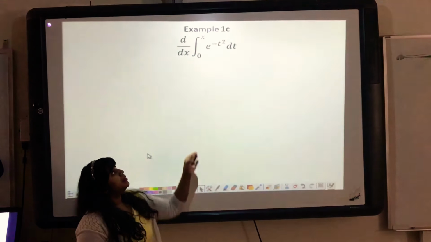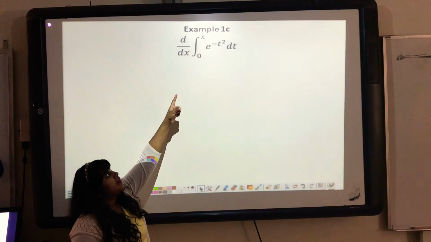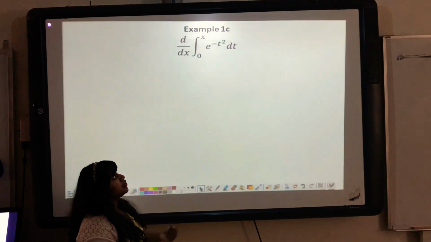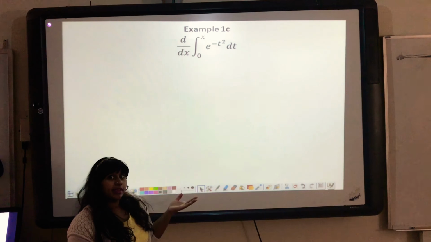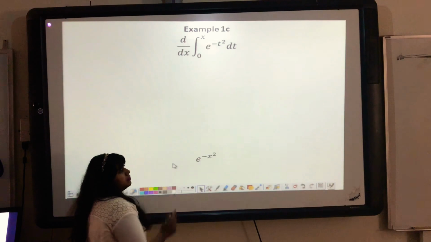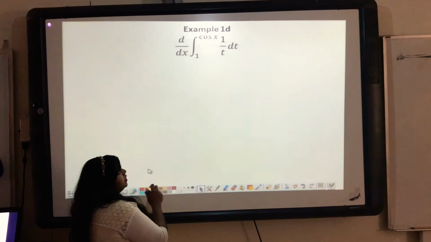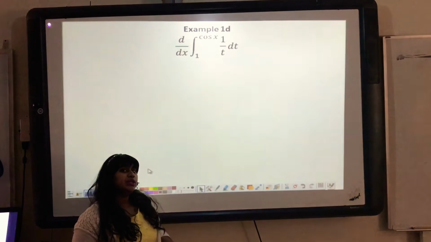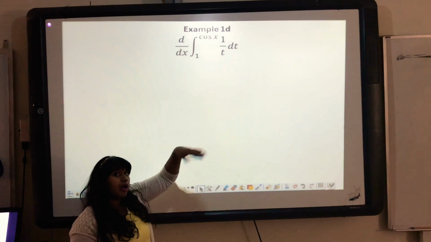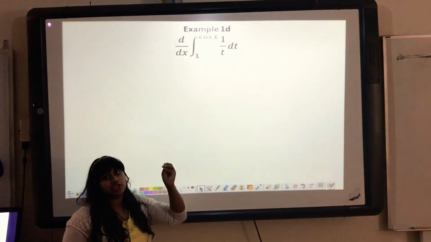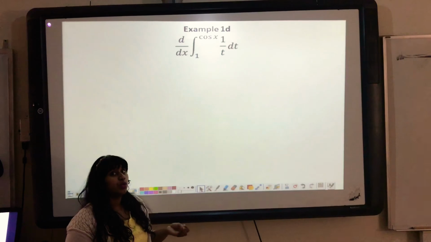Another simple example. So what do you think we're going to do? We've got e to the negative t squared, but we're going to replace our t with x. So you think it's going to be e to the negative x squared? It sure was. E to the negative x squared. Ooh, what do we do in a situation like this? We have a constant, that's our a, but our b is not simply x, it's cosine of x. So what do we do?